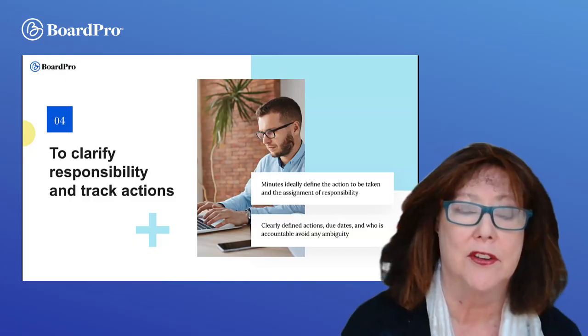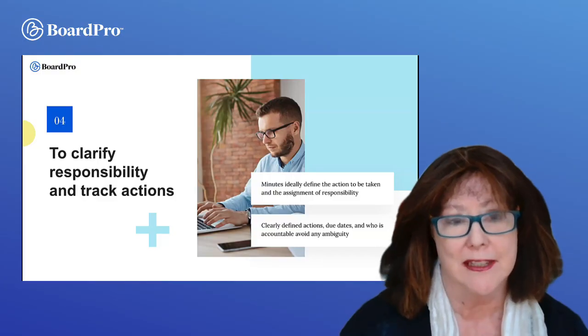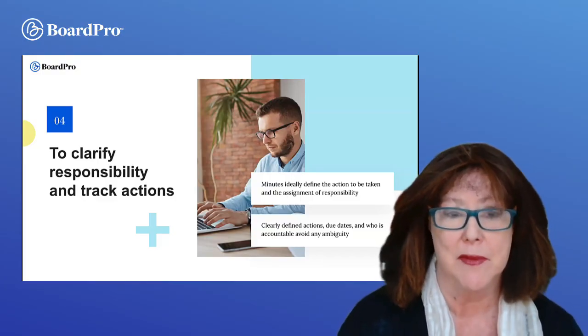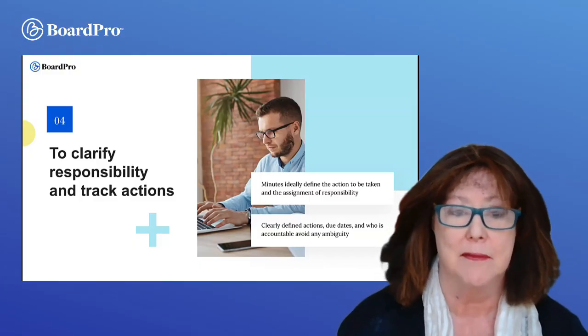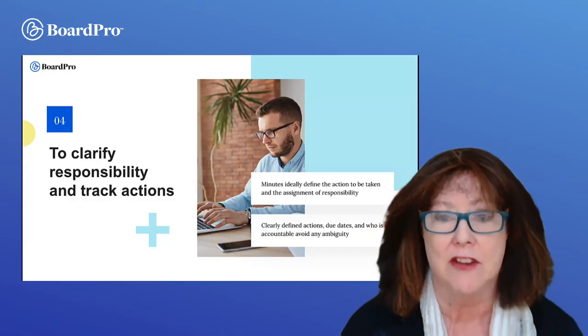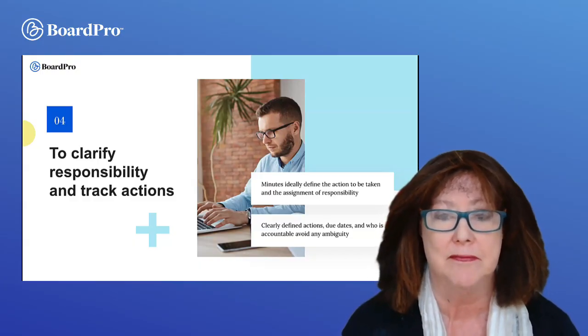I think it's important to add on that, because sometimes boards separately list the action items and don't have them in the minutes, but you do need to have them in the minutes, and then you can take them out of the minutes and put them in a separate action items list, which is easier to then manage for the task to be done and ticked off at the next meeting.